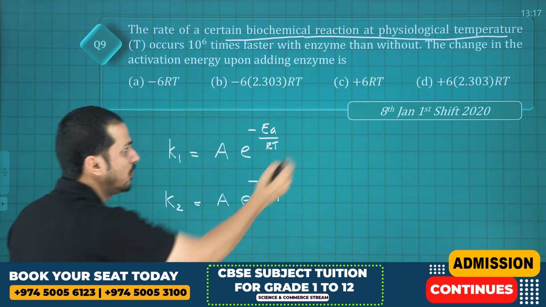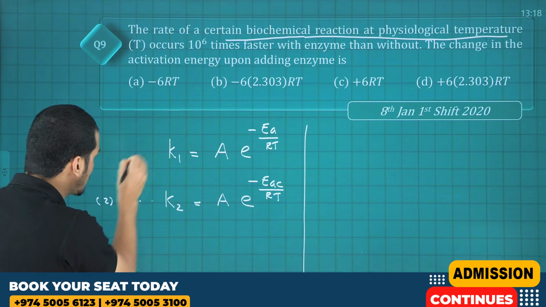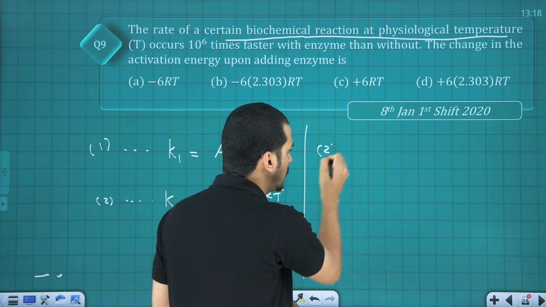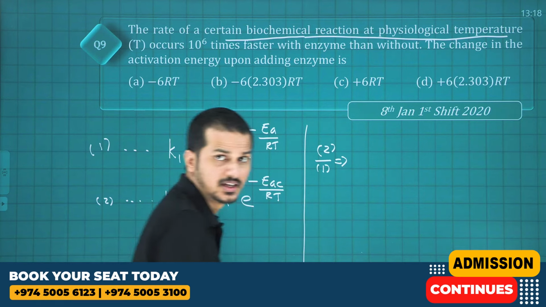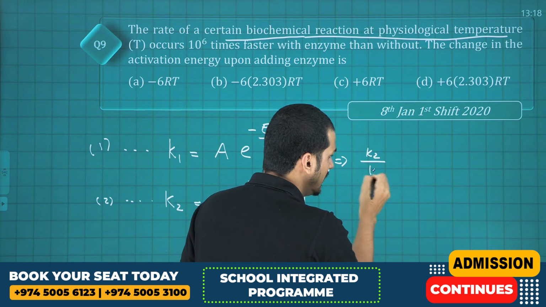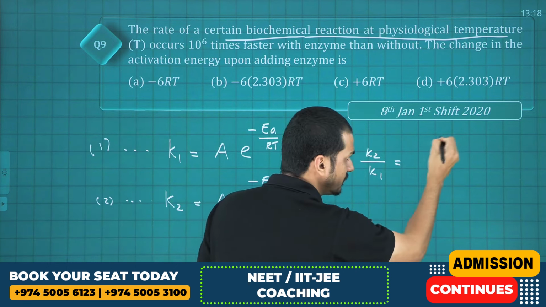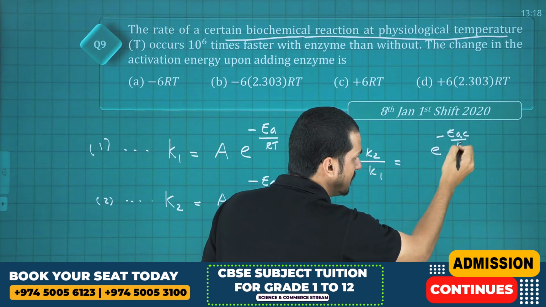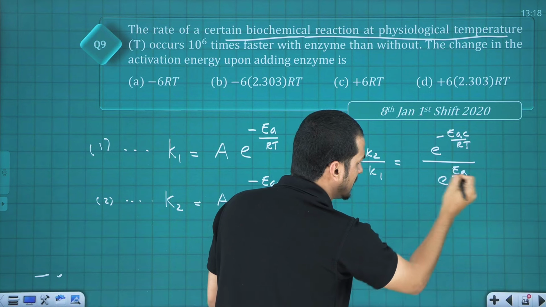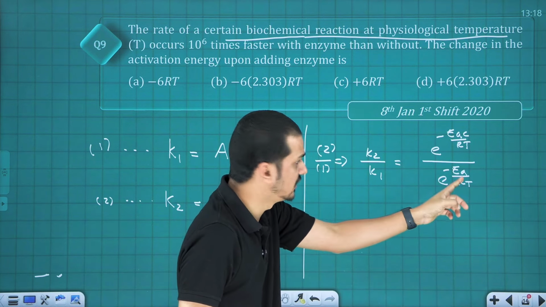Okay. Now, what should I do? I will divide this one. This is equation number 2 and this is equation number 1. I will divide 2 by 1, so that will be K2 by K1. K2 by K1 equals, A and A will get cancelled, e raised to minus EAC by RT divided by e raised to minus EA by RT. This is e raised to minus x divided by e raised to minus y, so the denominator will go to the top.